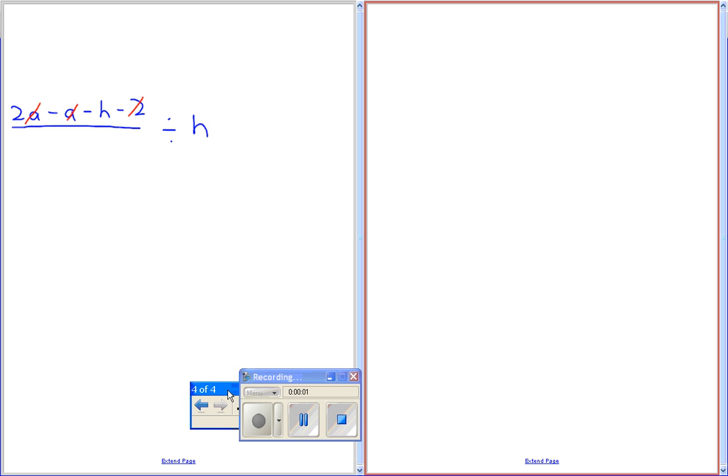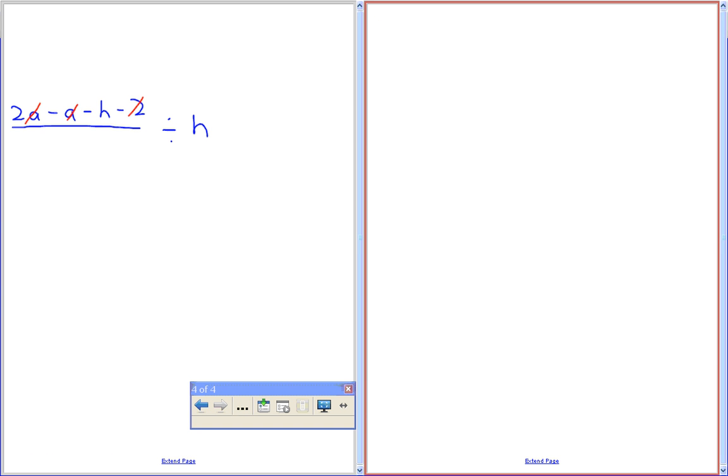It says you want point P, which is (1, 1), and point Q, which is (x, 2x minus 6). Part A says you want to make the slope of the secant.